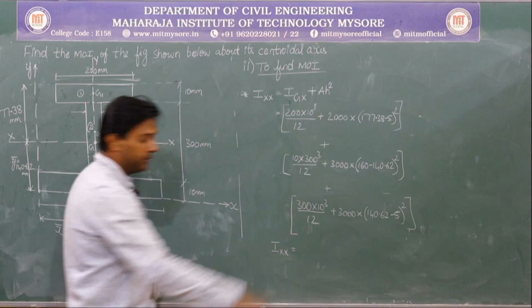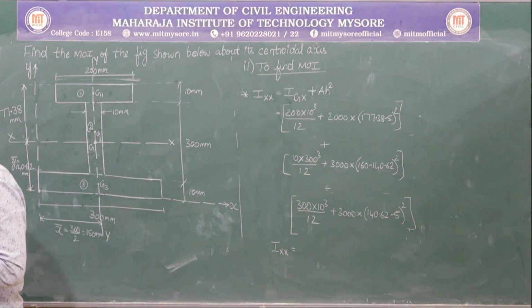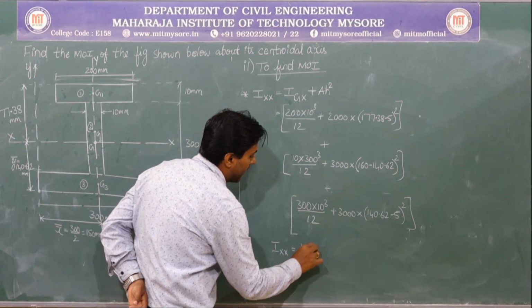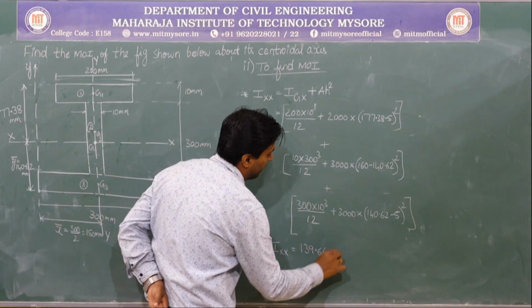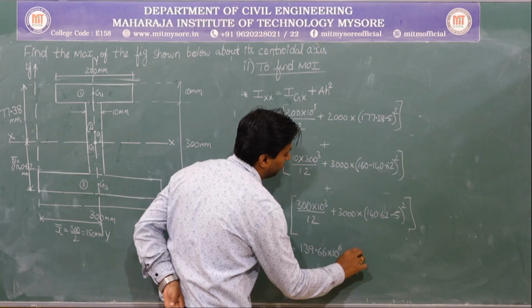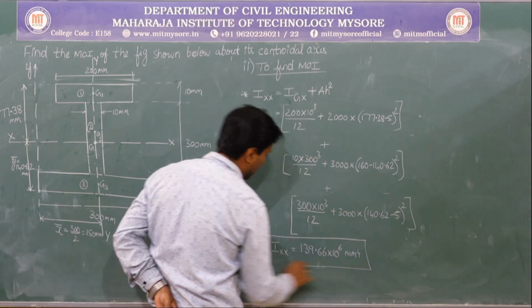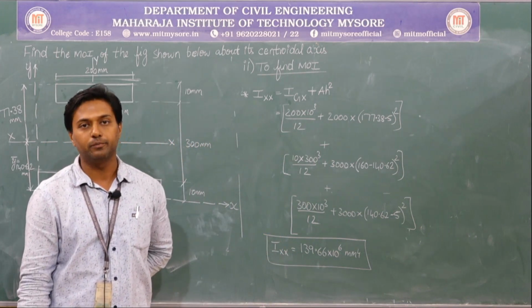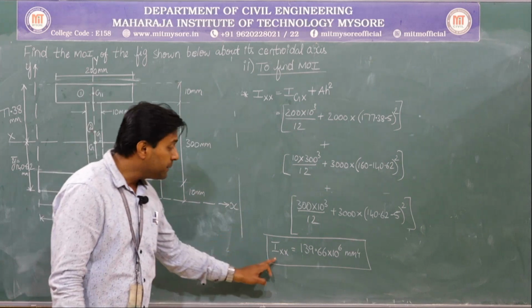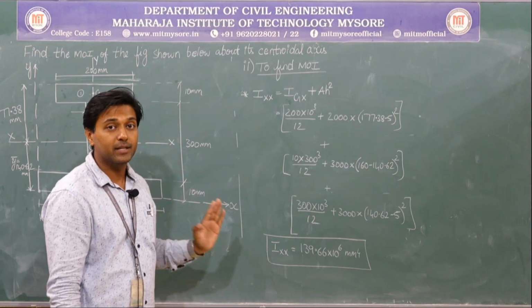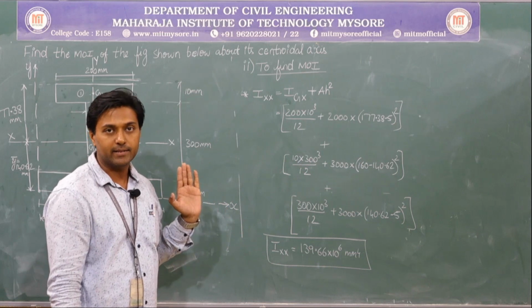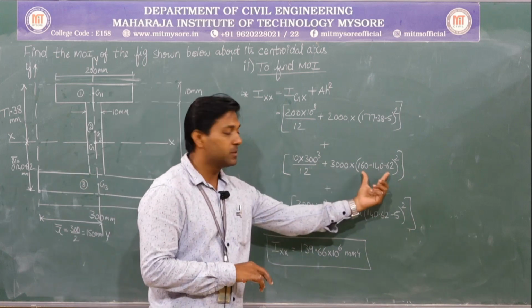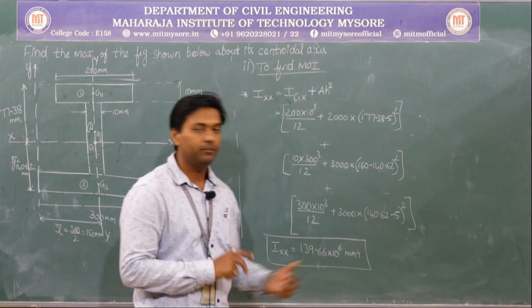So you people get 139.66 into 10 power 6 mm to the power of 4, because the unit of moment of inertia is mm to the power of 4 or centimeter to the power of 4 or meter to the power of 4. Okay. So now you people have calculated Ixx, that is the moment of inertia about xx axis. Any difficulty in finding it out? I think this all, it's very simple. This particular distance you need to be very careful.